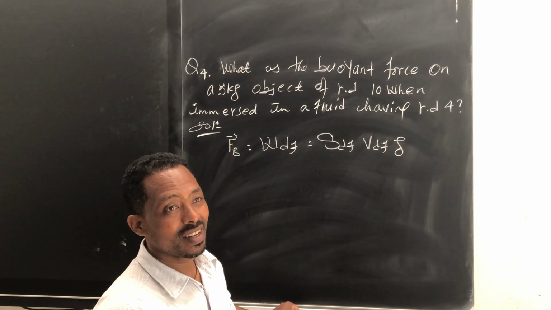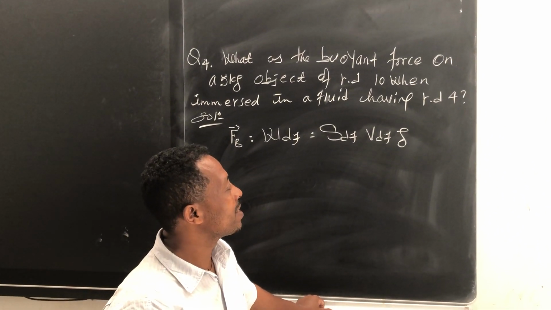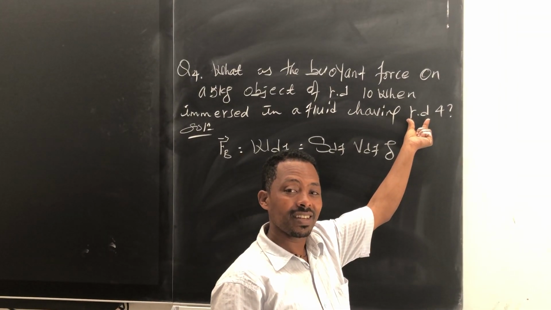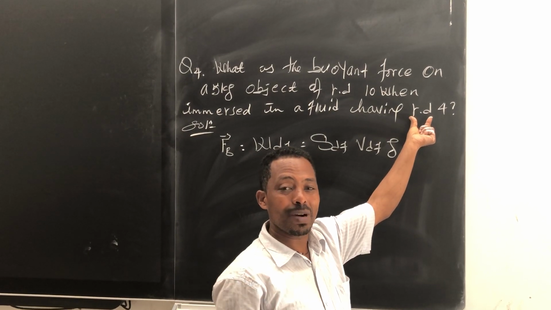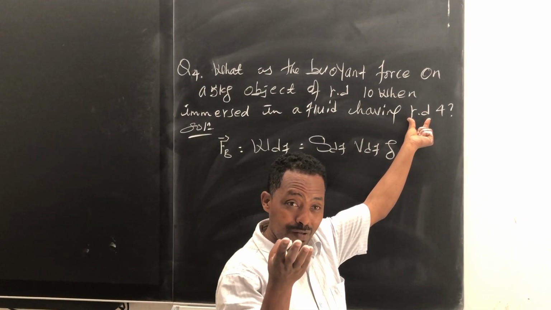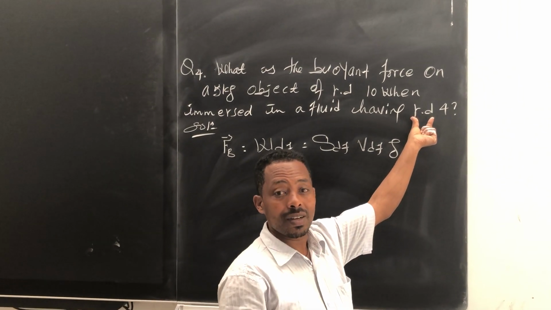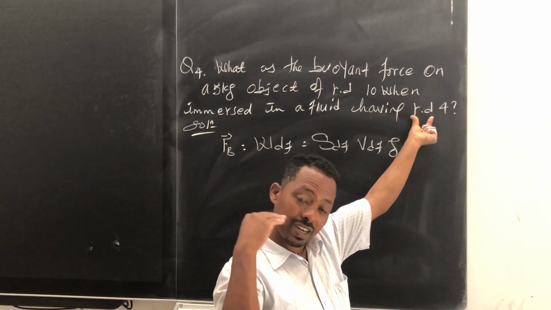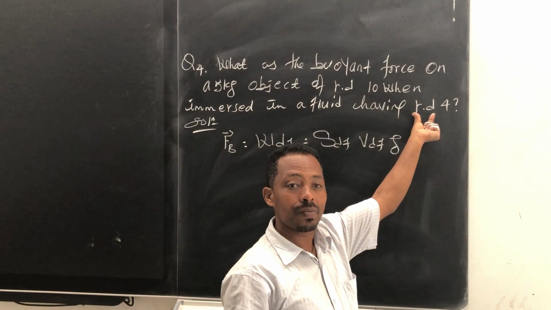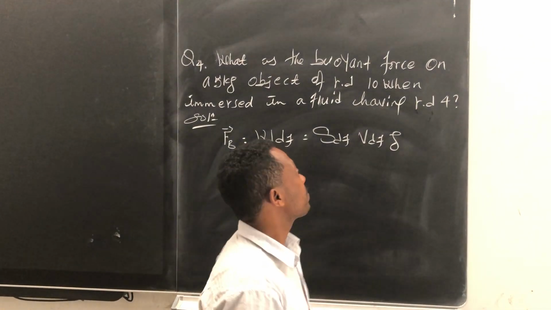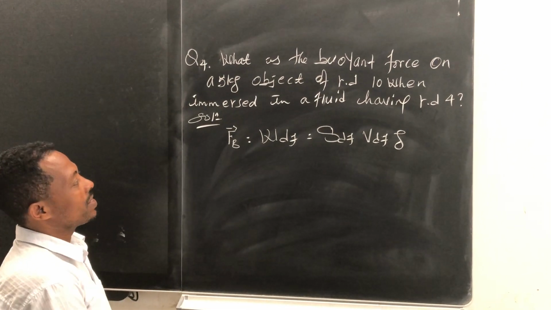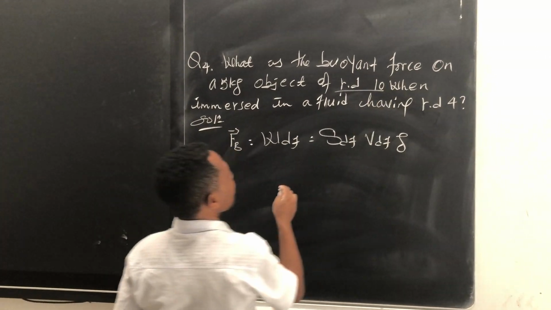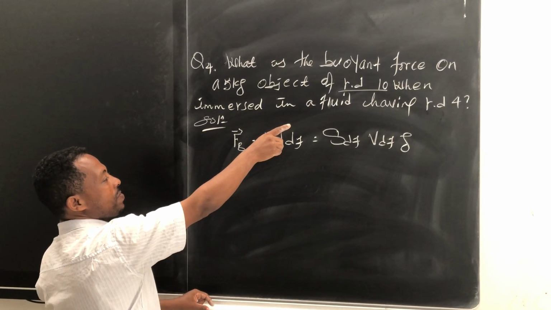But my dears, the very important thing is knowing what the meaning of relative density is. This relative density is nothing but the density of the object with respect to the density of the water, or the ratio of the density of the given material to the density of the water. Very good. If you understand this very well, the relative density of the object is 10. It's simple to find the density of the object.